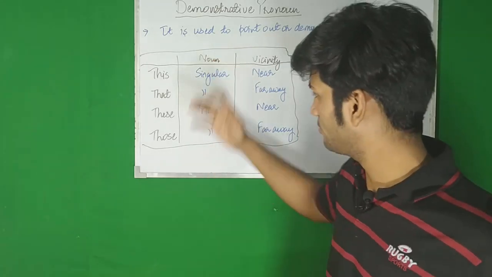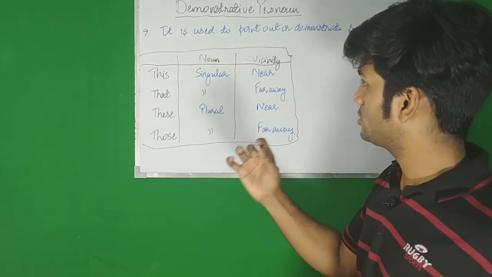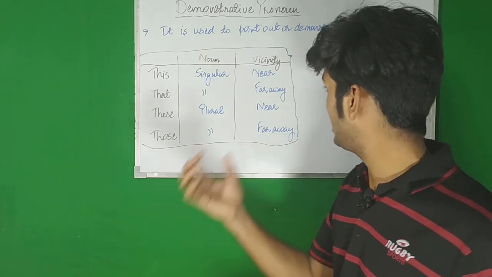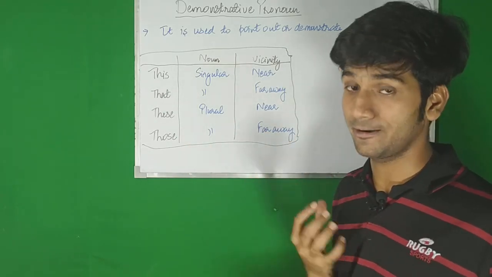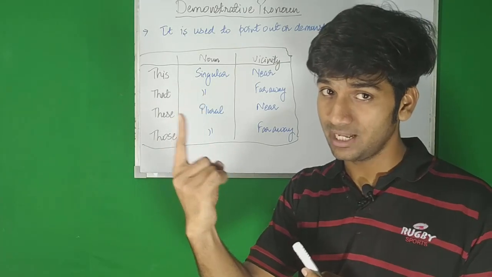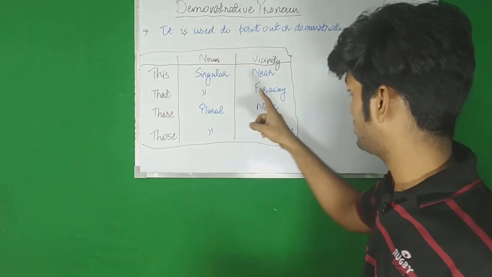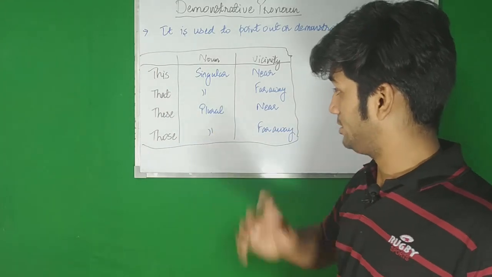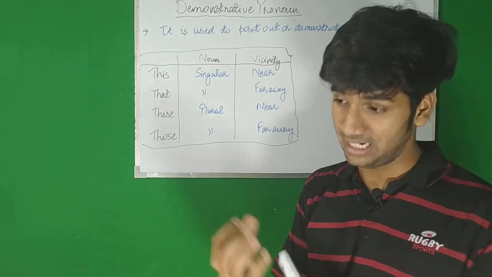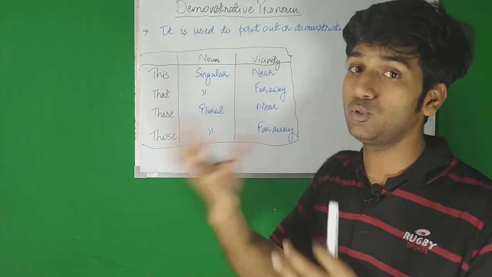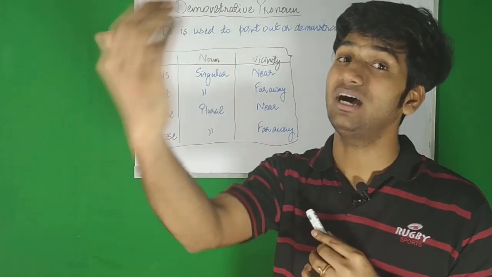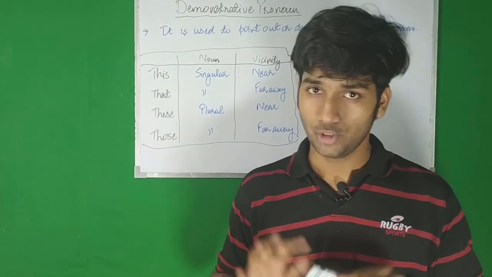We'll understand all of these one by one. This is used to point out a singular noun that's near us. That is used to point out a singular noun that's far away from us. These is used to point out plural nouns that are near us. Those are used to point out plural nouns that are far away from us. All right, so you got this.